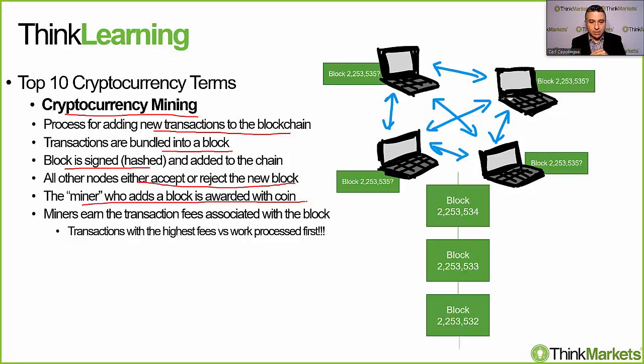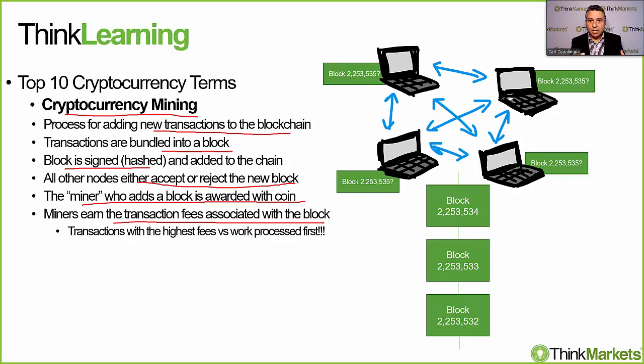The miner who was lucky enough to bundle that block of transactions and add it to the blockchain is then awarded with a portion of the cryptocurrency. The amount of that portion is determined by the protocol. And for Bitcoin, for example, it varies over time. Off the top of my head, I'm pretty sure it's about 6.25 Bitcoin at the moment, but it halves every few years. Miners also earn the transaction fees associated with the block.